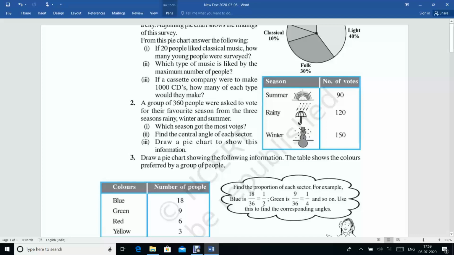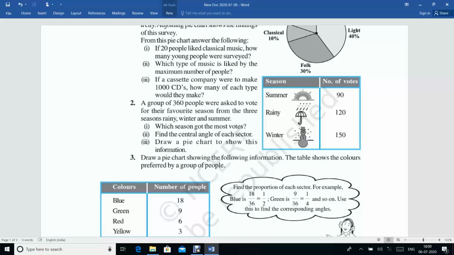The next question is question number 3. Draw a pie chart showing the following information. The table shows the colors preferred by a group of people. Here you are given colors blue, green, red, yellow and so on, and the number of people. This question is the same as question number 2. You can solve it in a similar way.